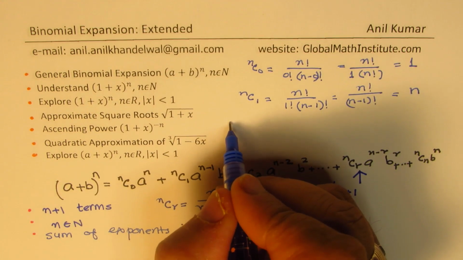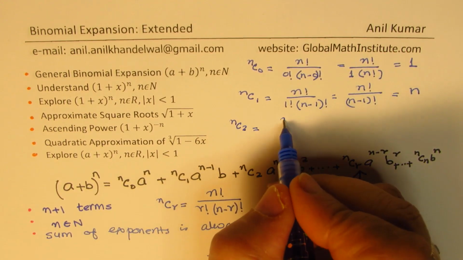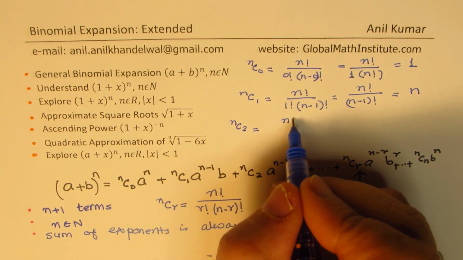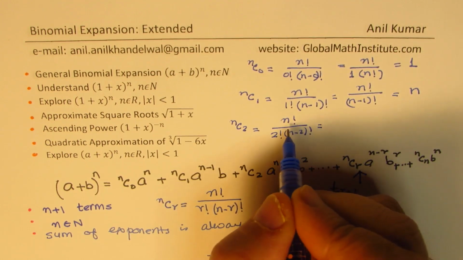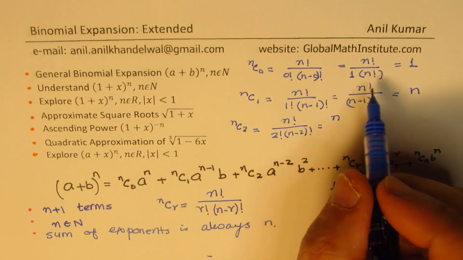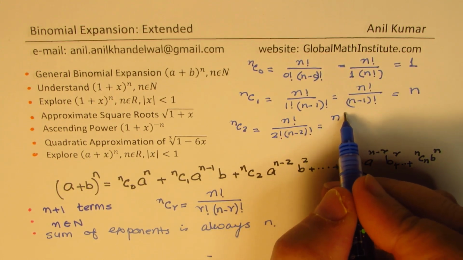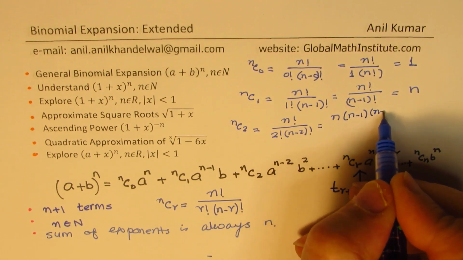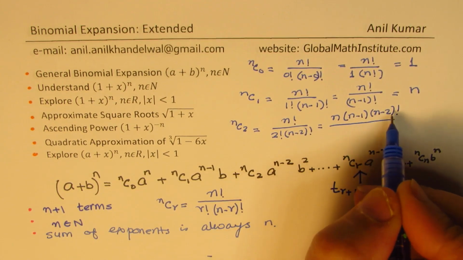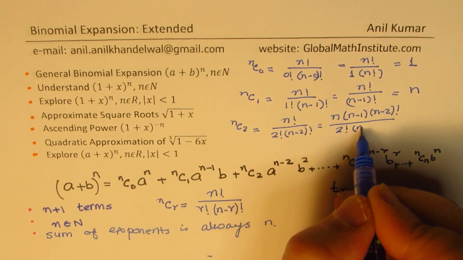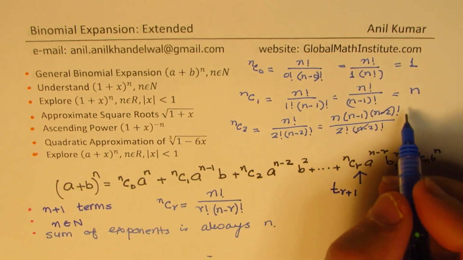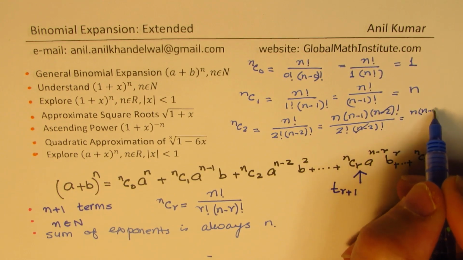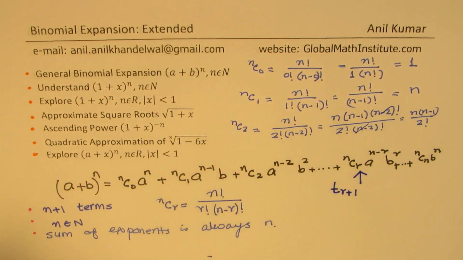Now if you have nC2, then the value of nC2 will be n factorial over 2 factorial times (n minus 2) factorial, right? Let me show you how to simplify this. n factorial can be written as n times (n minus 1) times (n minus 2) factorial, all over 2 factorial times (n minus 2) factorial. So this cancels, and what remains is n times (n minus 1) over 2 factorial, correct? That is how you could simplify these terms and write them down.